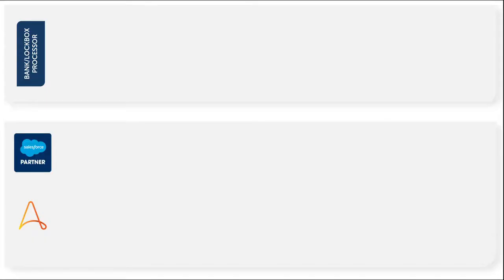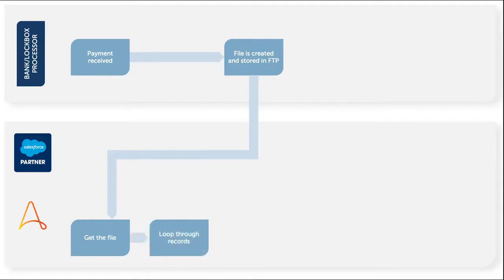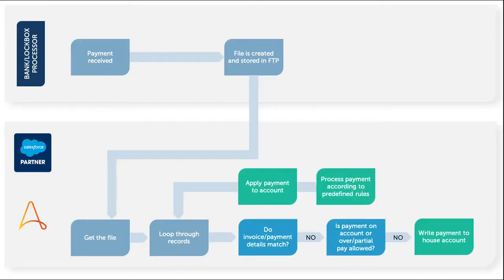The bot runs on a predefined schedule and looks for any electronic payment files in the specified secure FTP location for processing. First, the bot compares the payment record details against Salesforce to find a matching account and invoice. Following predefined logic rules for underpay, overpay, and non-matches, the bot can be configured to apply payment to the oldest invoice, newest invoice, partial payment, or to create the payment on account for manual allocation.